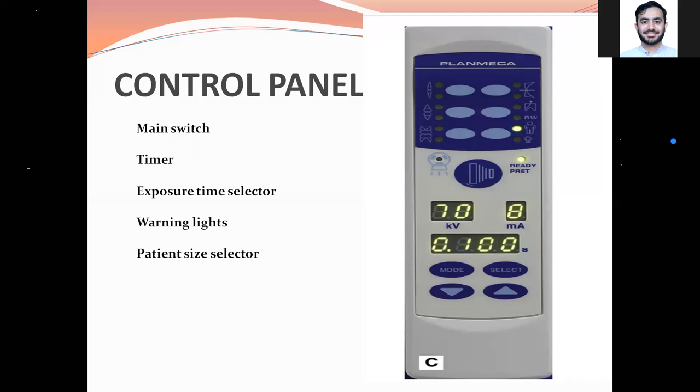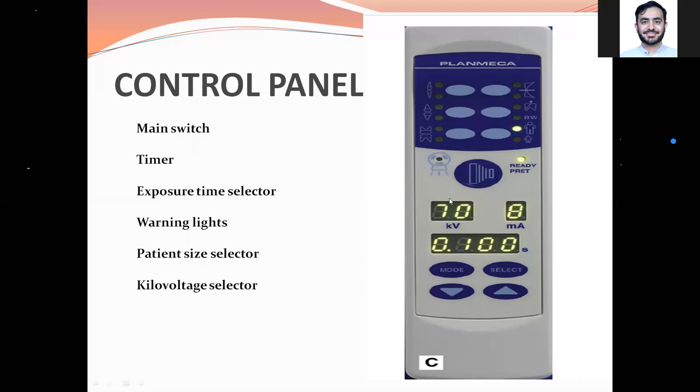You can also have a patient size selector. If you focus here on the right side, you can see that the green light is on right next to an adult size symbol. Below that, there is a button which even allows you to take X-rays of children or pediatric patients. This also adjusts the dose that you give to the patient, because obviously for children you need a smaller dose, and for adults you need a larger dose.